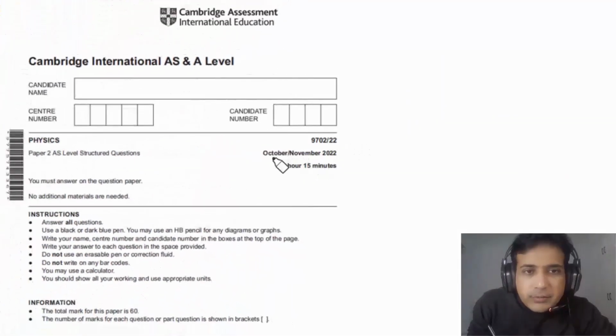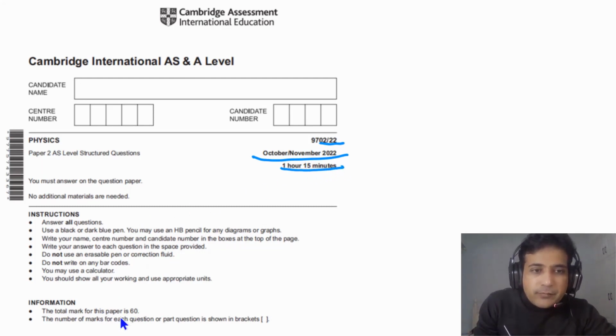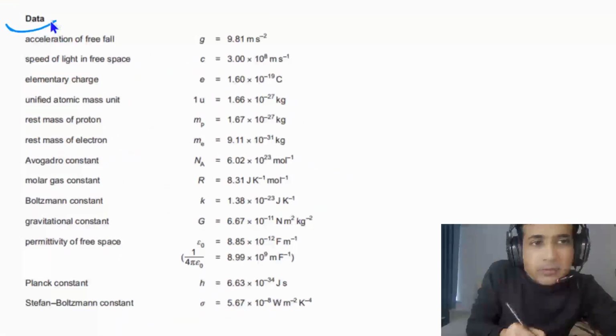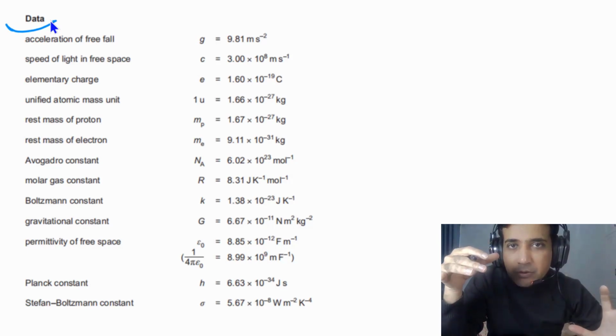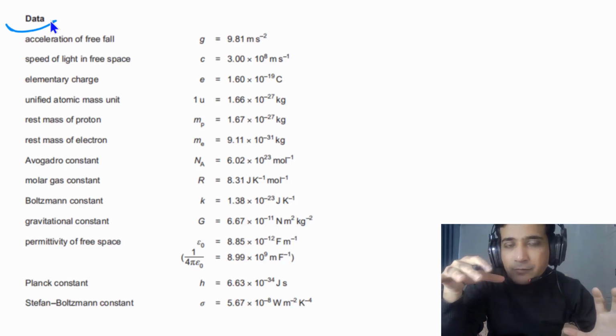In today's class, we are talking about October-November 2022, Paper 2, Variant 2, and the total time for this exam is 1 hour and 15 minutes and the total mark for this paper is 60. You need to answer all the questions on this paper. On the second page of the exam paper, you can also find values of some constants, and maybe you need the value of some constant for some calculations in your exam. So if you need the value of any constant, you can come to this page and you can find the values.